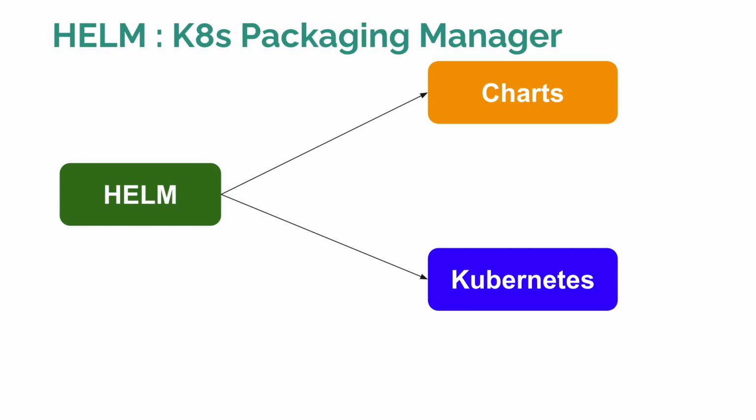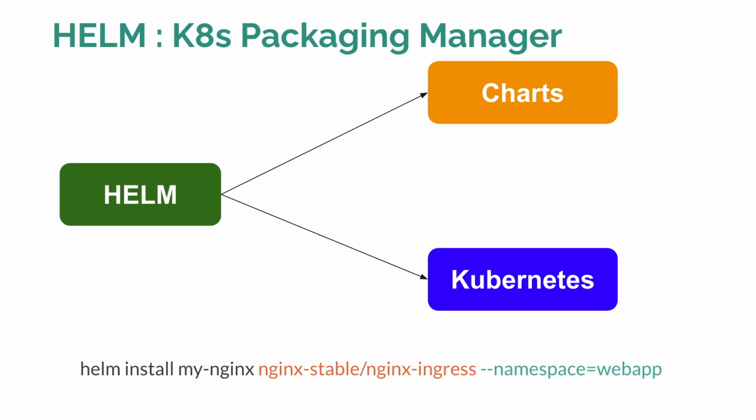Let me tell you how simple it is. If you want to create the Nginx ingress, then you just need to execute this simple command: helm install, define your deployment name. In my case, this is my nginx. Define the location or repository from which Helm needs to download the charts. In this case, this is the official Nginx repository, nginx-stable/nginx-ingress. Sometimes you may use your own repository or the Bitnami repository. Then you can define your namespace, at which namespace you need to create those particular resources.